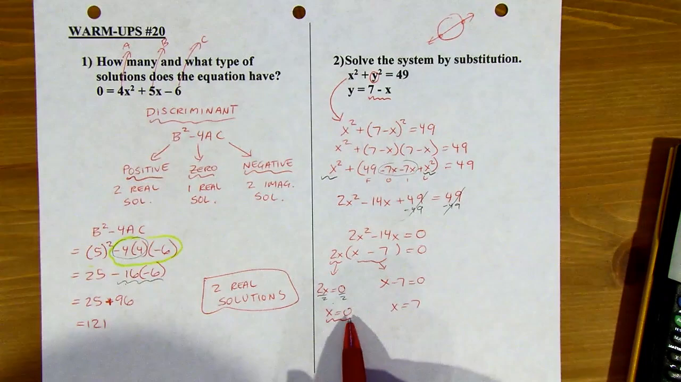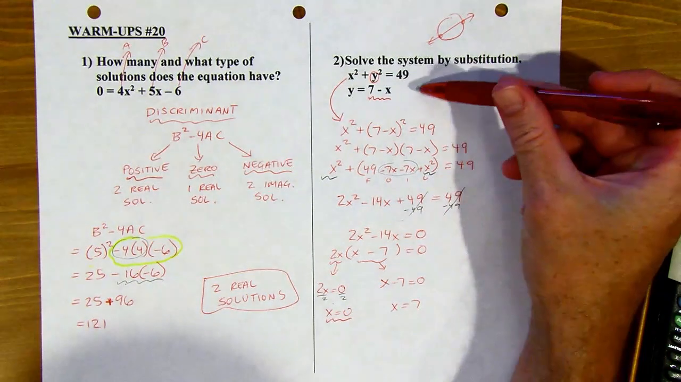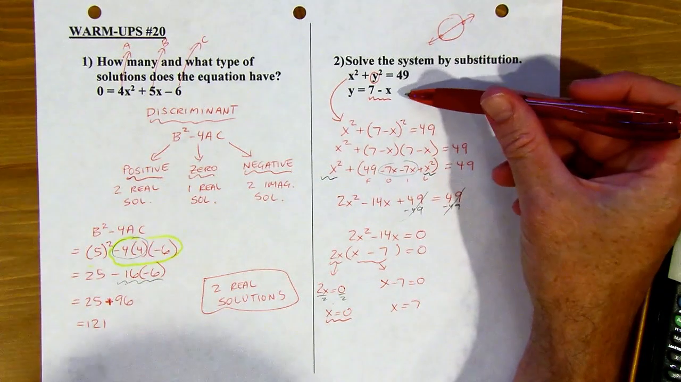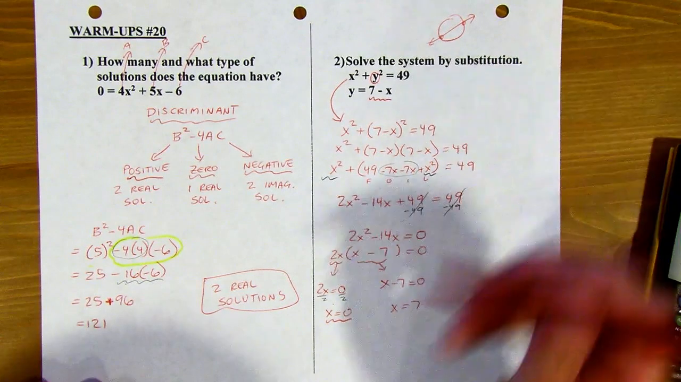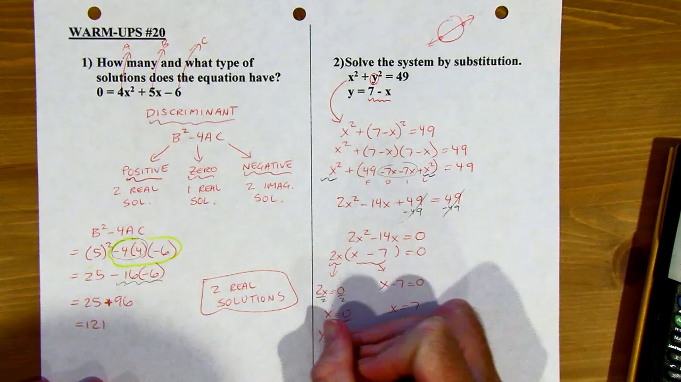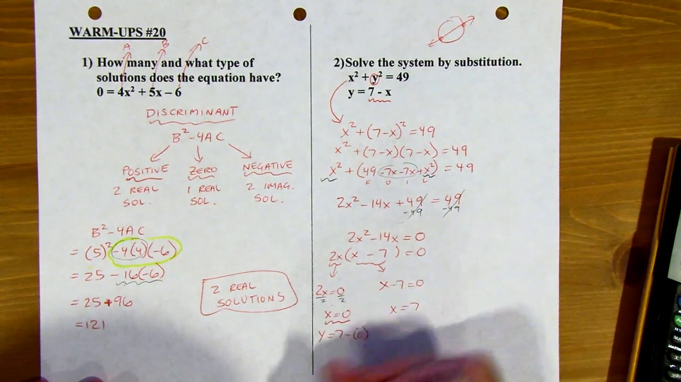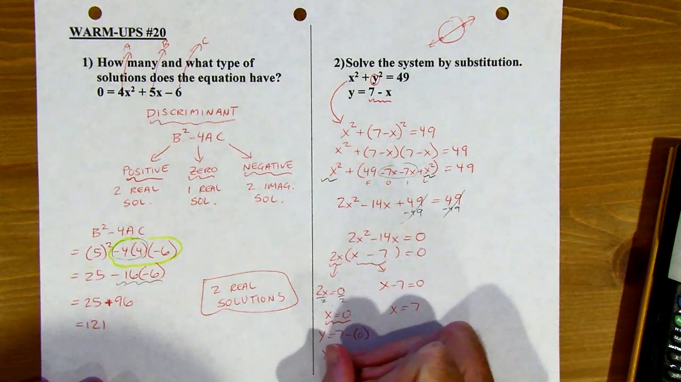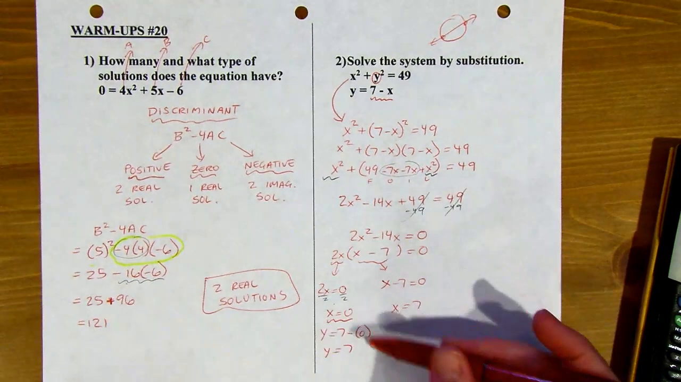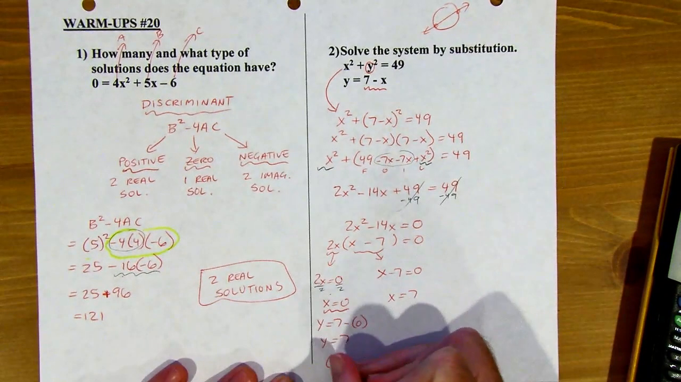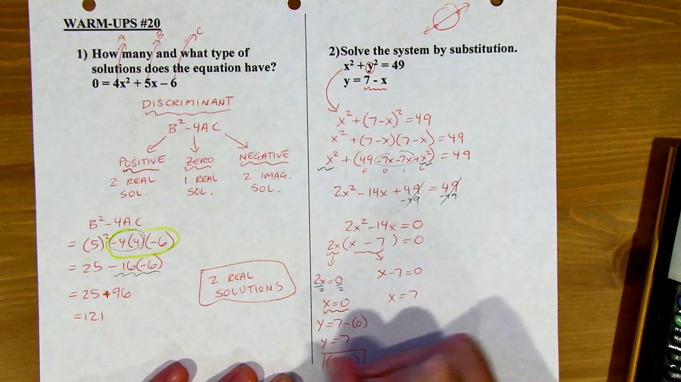I'm looking, okay, if x is 0, I want to go back to one of the original equations. You can choose which one. I'm definitely going with the second one just because it's simpler. And I'm going to plug in 0 for x. And then y equals 7. So when x is 0, y is 7. So that's one of the intersections.